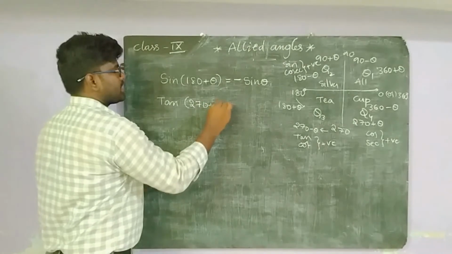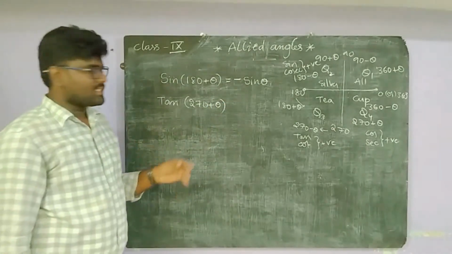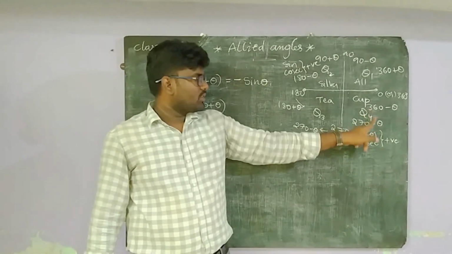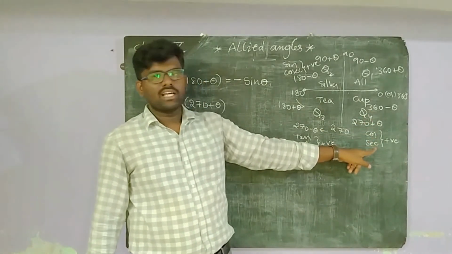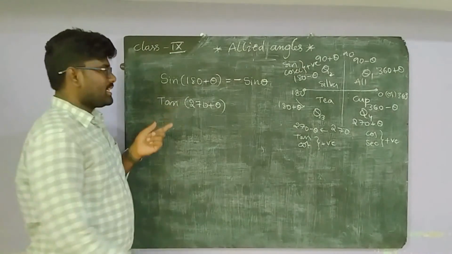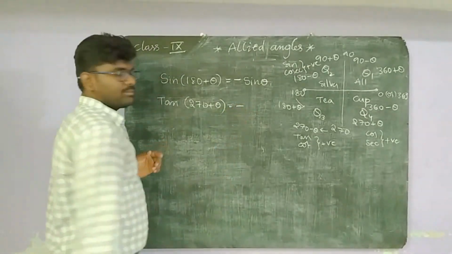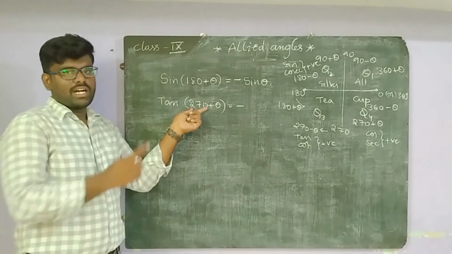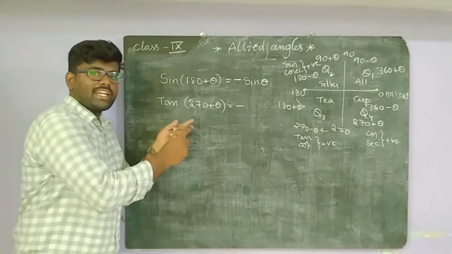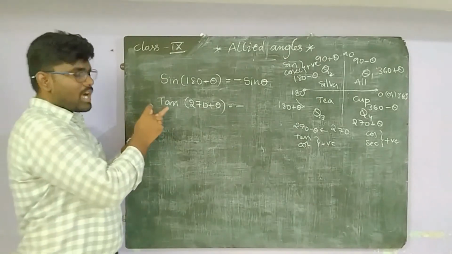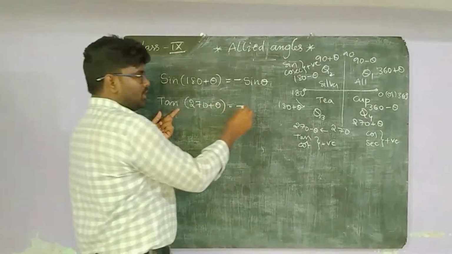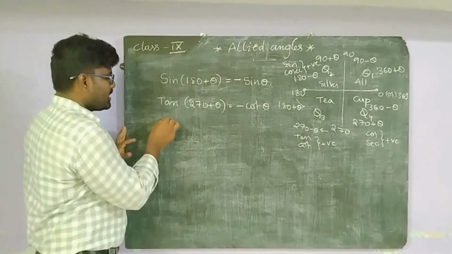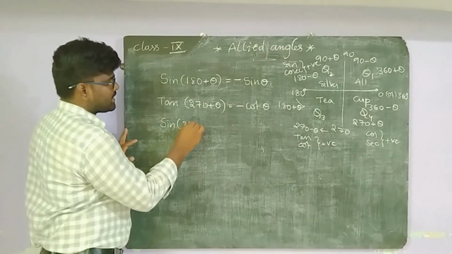In the same way, we want tan(270 plus theta). 270 plus theta means fourth quadrant. In the fourth quadrant, what are positive? Cos and secant are positive. Tan is negative, so the answer is negative. Is 270 an even multiple of 90 or an odd multiple? Odd multiple of 90. Odd multiple of 90 means the trigonometric function changes. Tan changes to cot. That means minus cot theta.